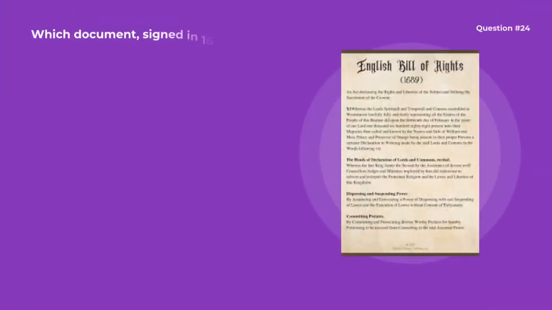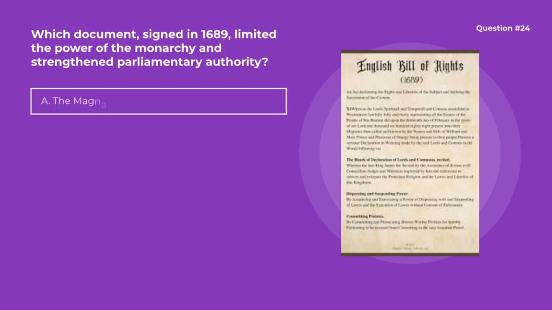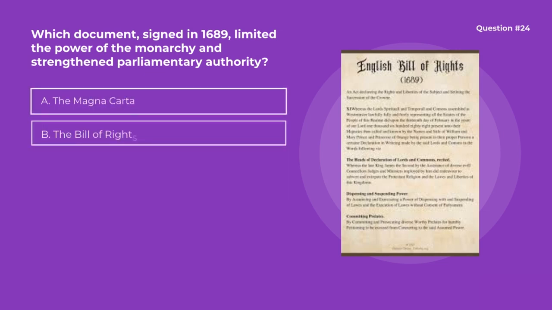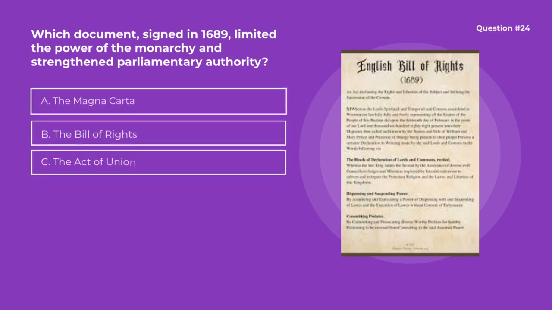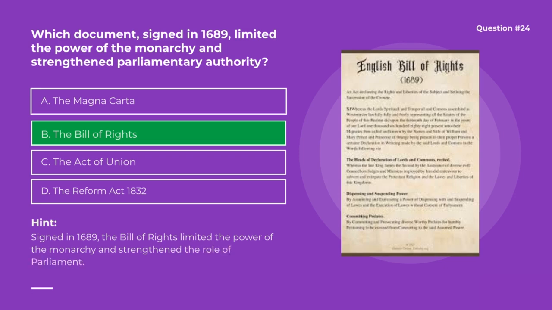Question number 24. Which document, signed in 1689, limited the power of the monarchy and strengthened parliamentary authority? Options are A. The Magna Carta, B. The Bill of Rights, C. The Act of Union, D. The Reform Act, 1832. The correct option is B. The Bill of Rights. Signed in 1689, the Bill of Rights limited the power of the monarchy and strengthened the role of Parliament.